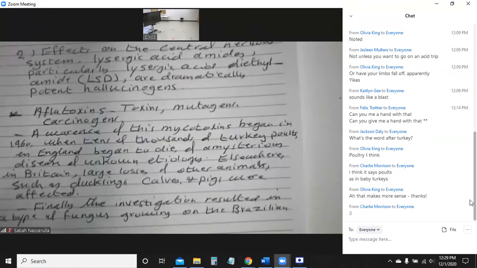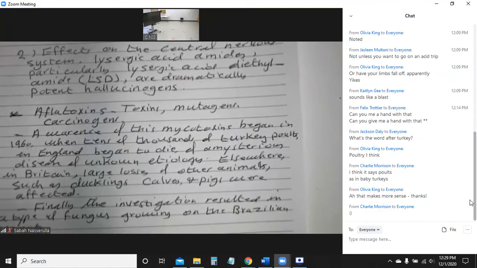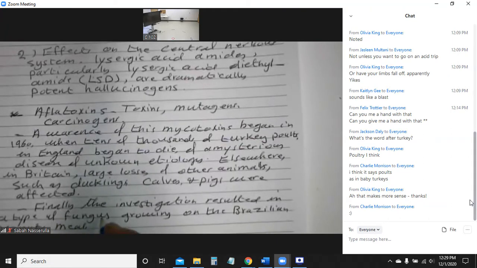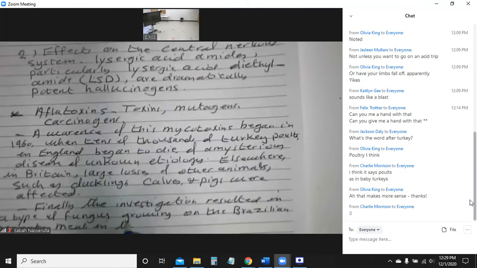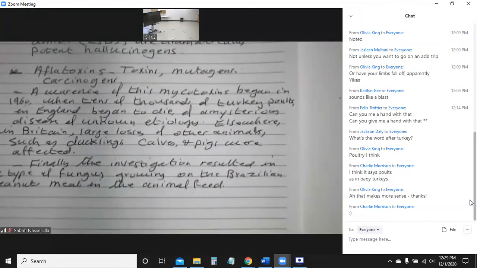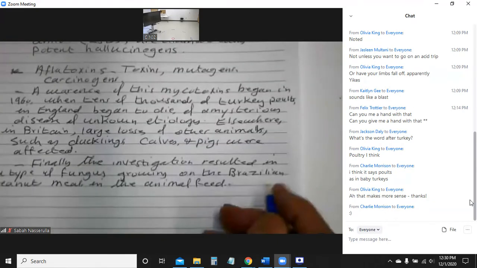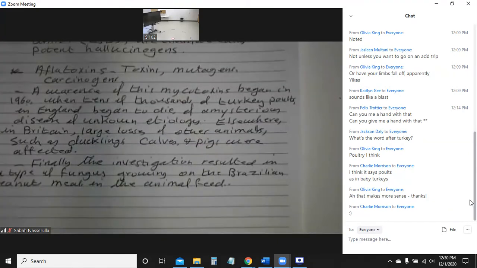Peanuts, meal, and the animal feed. And of course, as I mentioned to you, basically the fungus which was growing there was this Aspergillus flavus, and from it, the result of this terminology, we call it the mycotoxin, which is now applied to any toxin produced by any fungus.